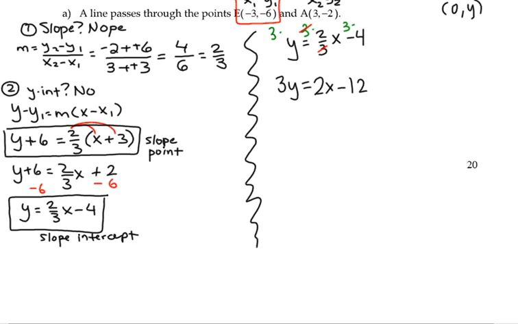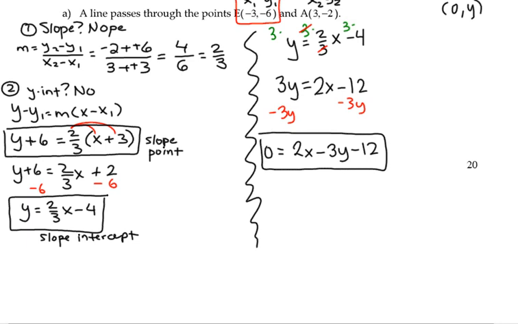Take away 3y. So we want one side equal to 0 in general form. And 3y minus 3y is 0. Does the order matter in how you write this next step? Yes, in general form, who goes first? The x, then the y, minus 3y, then our constant of minus 12. And that is called general form.